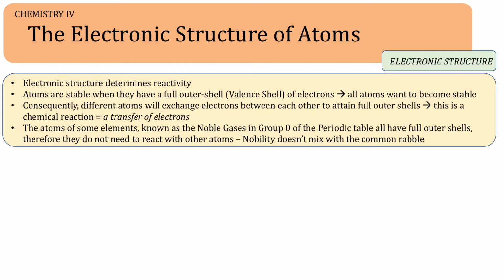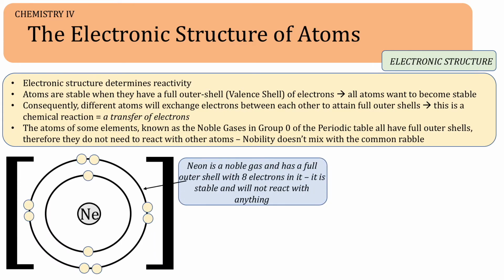We say atoms are stable when they have a full outer shell, sometimes referred to as a valence shell. And it's just like a universal law that all atoms want to eventually become stable, right? So different atoms exchange electrons between themselves to attain full outer shells. And this is what a chemical reaction really is. It's just a transfer of electrons.